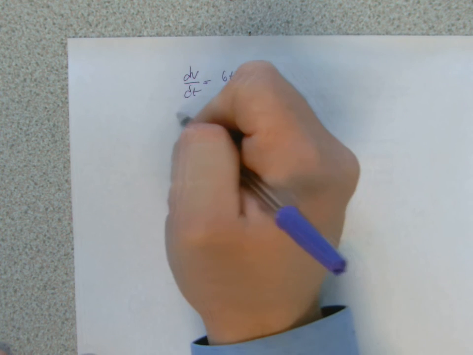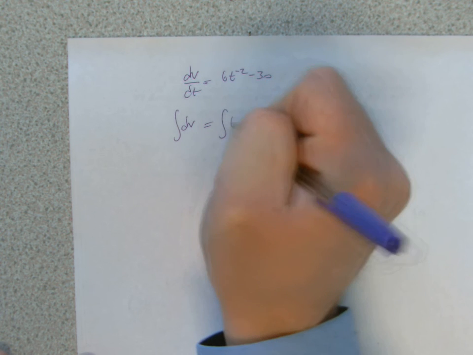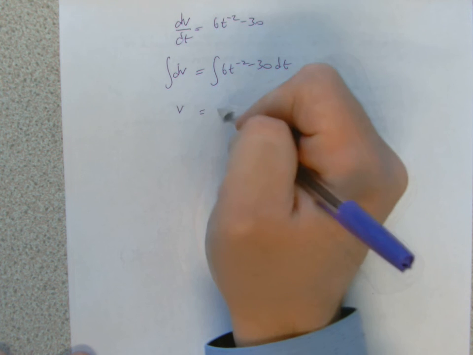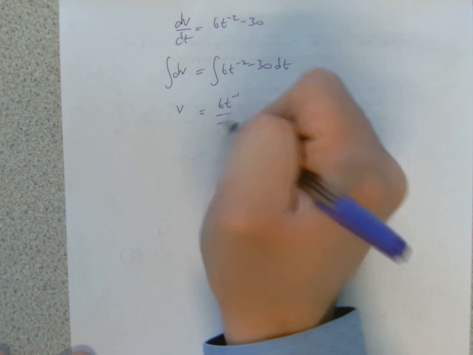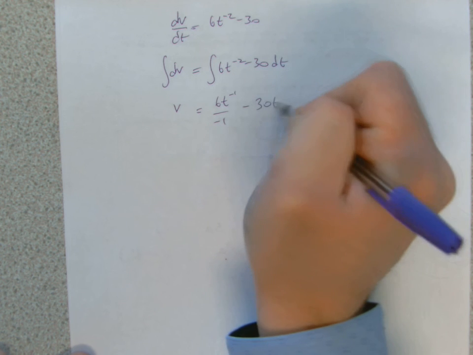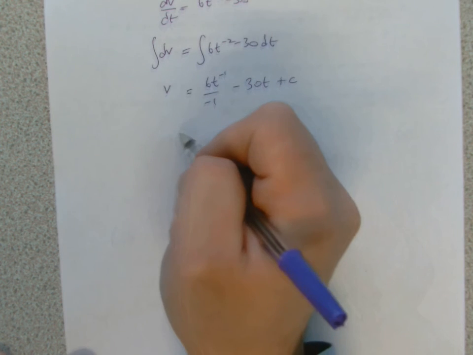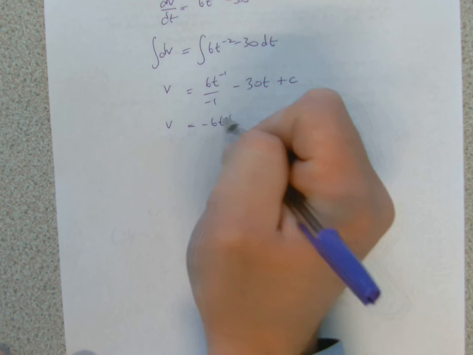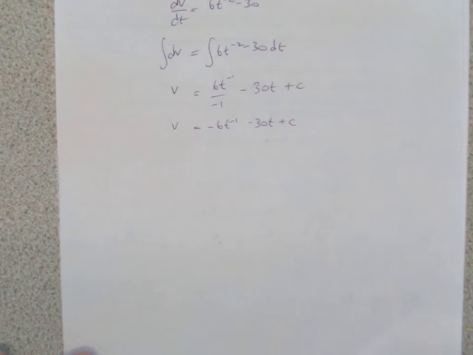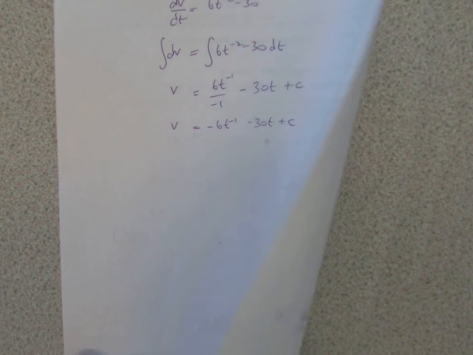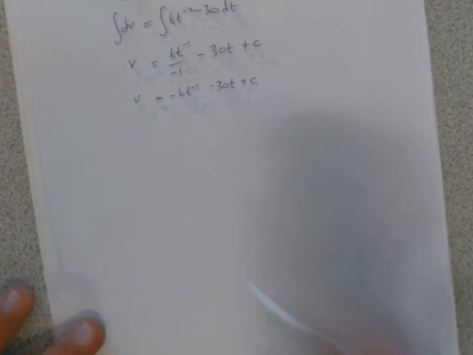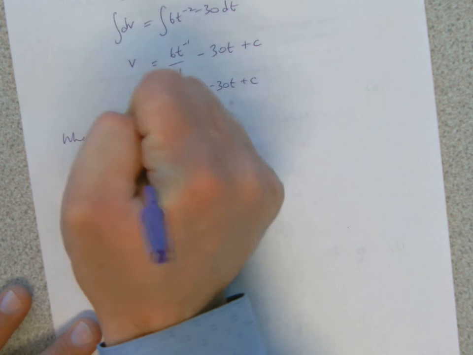To get the velocity, we need to separate the variables and integrate them, and we get v. Integrating this, you get 6t^-1 over minus 1, minus 30t plus c. That can be written as minus 6t^-1 minus 30t plus c. And then of course we have information: when t is 1/3, velocity is 18. So when t equals 1/3, v equals 18.